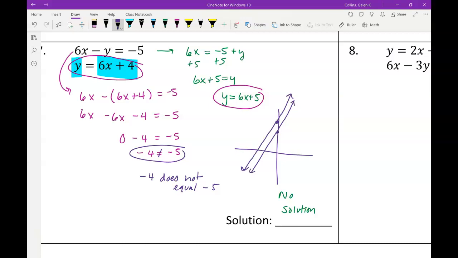But if I graph two lines that have the same slope and different y-intercepts, they're going to be parallel lines, meaning that they're never going to intersect, meaning that there is no x and y value that makes both of those equations true at the same time. That's why our system has no solution.